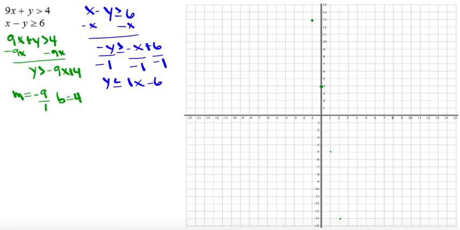Okay, so now to figure out what kind of line we should draw, solid or dashed, we look at the inequality symbol. Since it's just greater than, we know to draw a dashed line.